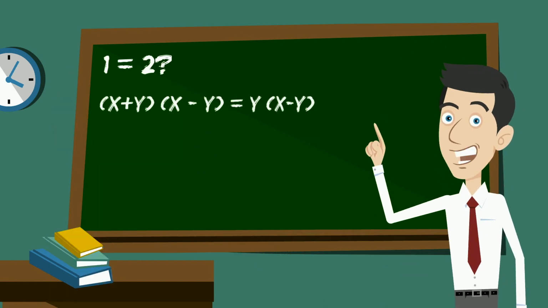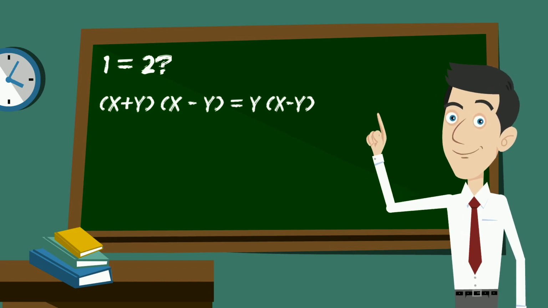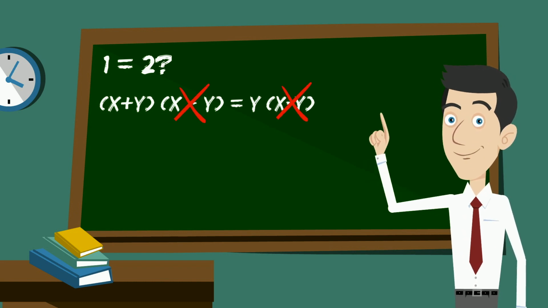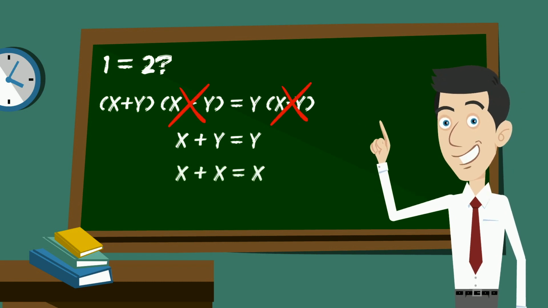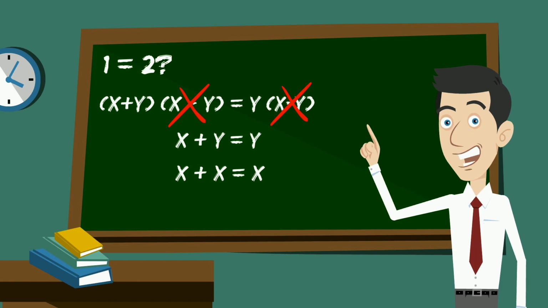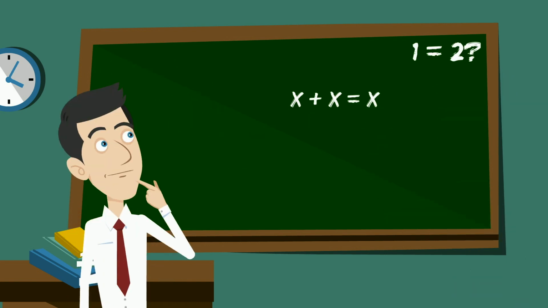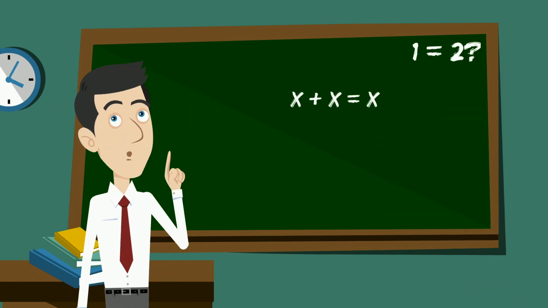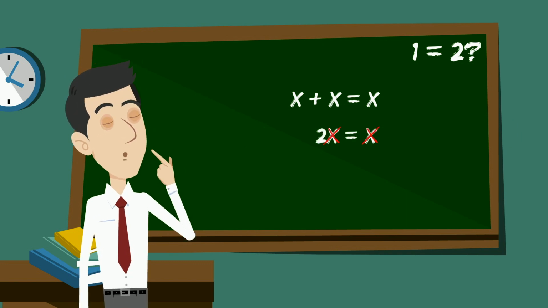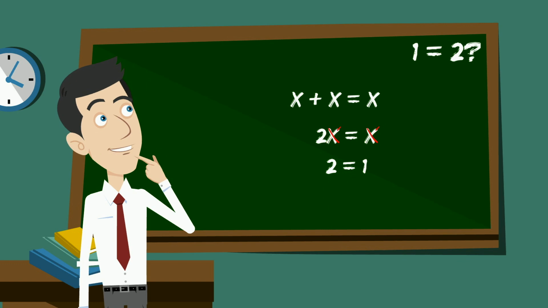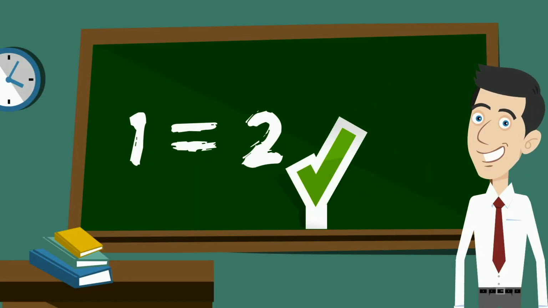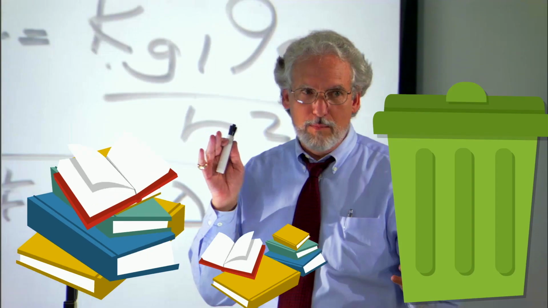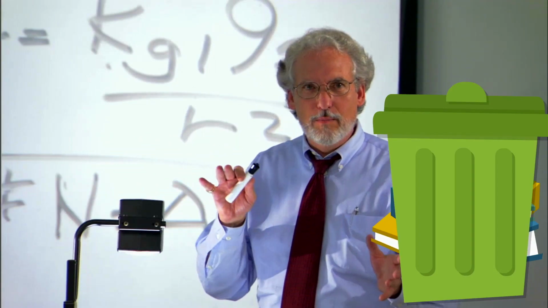As you can see, there is an x minus y term on each side of the equation, so we can divide both sides by x minus y to cancel them. Since x is equal to y, we can replace the y with an x. If you believe 1 plus 1 is 2 times 1, I can tell you x plus x is 2x. Dividing both sides by x, and unexpected. 1 is 2, 2 is 1. They are the same. What we learned at school is all wrong.